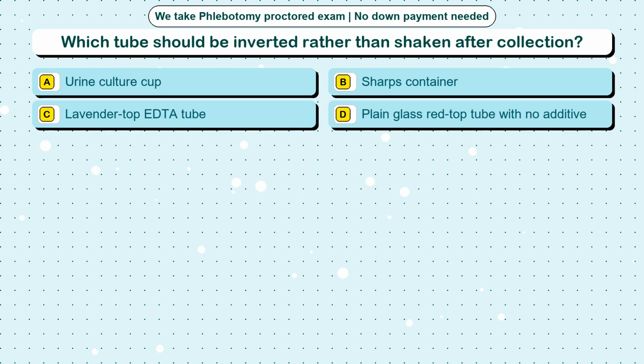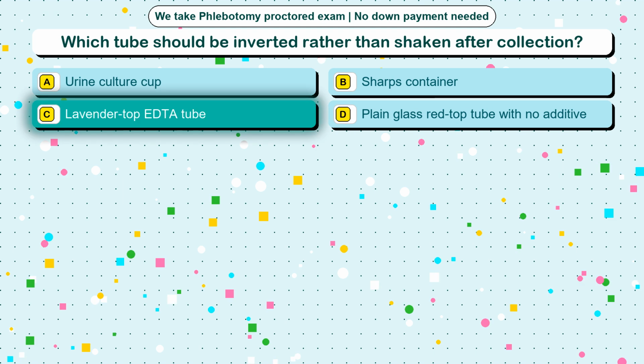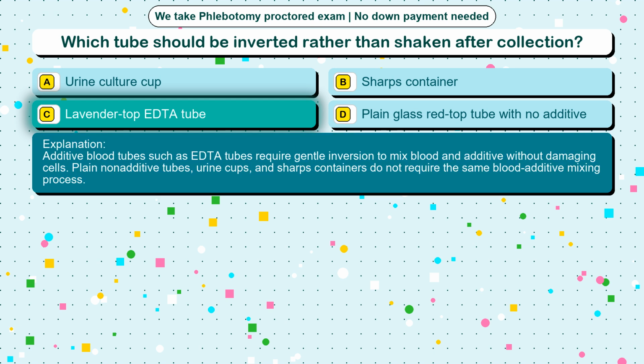Question 17. Which tube should be inverted rather than shaken after collection? Option A. Urine culture cup. Option B. Sharps container. Option C. Lavender top EDTA tube. Option D. Plain glass red top tube with no additive. The correct answer is option C. Lavender top EDTA tube. Additive blood tubes such as EDTA tubes require gentle inversion to mix blood and additive without damaging cells. Plain non-additive tubes, urine cups, and sharps containers do not require the same blood additive mixing process.